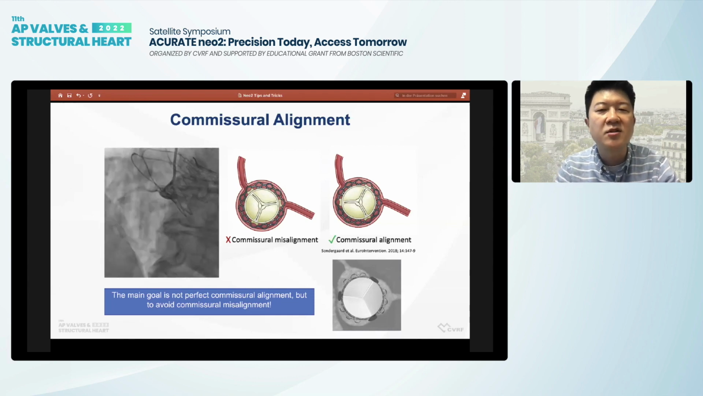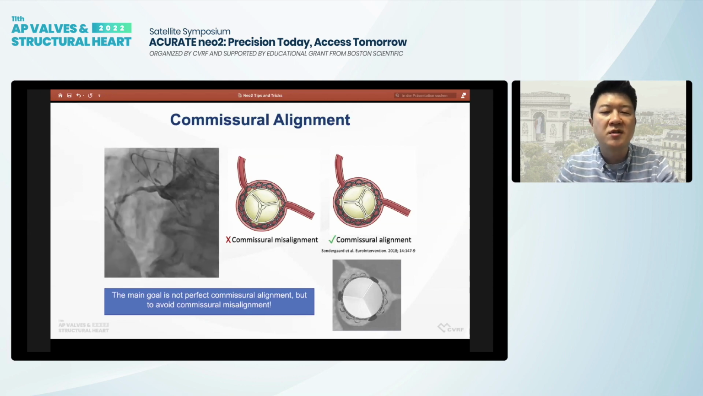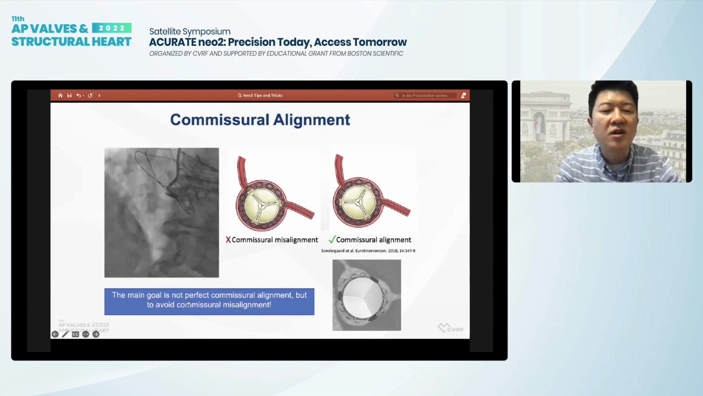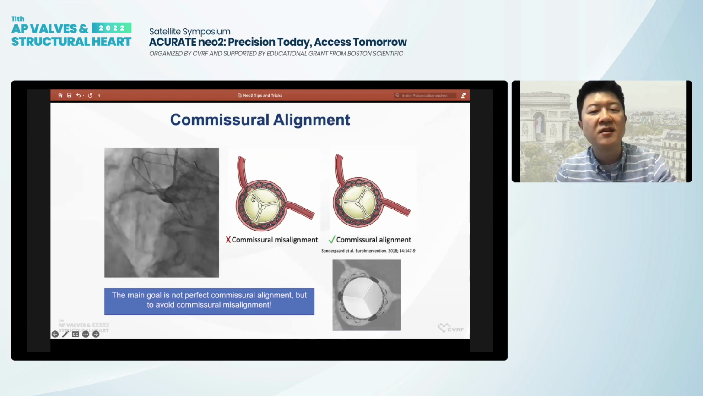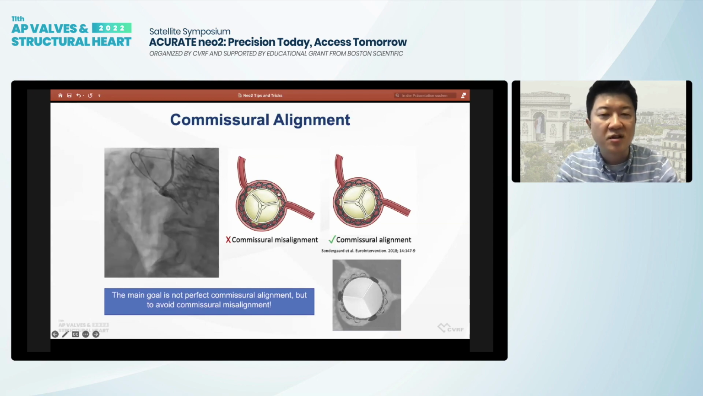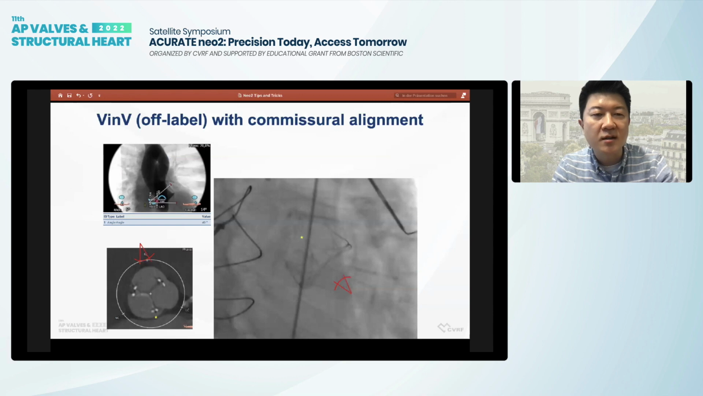Andreas has nicely demonstrated that it is possible in the vast majority of patients. And the main goal is not to achieve perfect commissural alignment, but to avoid commissural misalignment, as you can see here. This has also been nicely summarized in this review recently published in JACC Interventions.